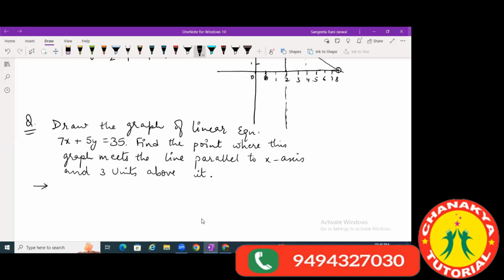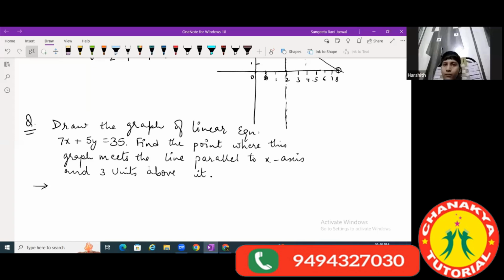Ma'am, so we need to find three points after solving this, right, ma'am? Yes. First make the graph of this equation. Do it, Harshit. Do the sum. Okay, ma'am.